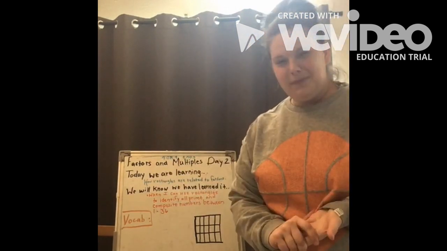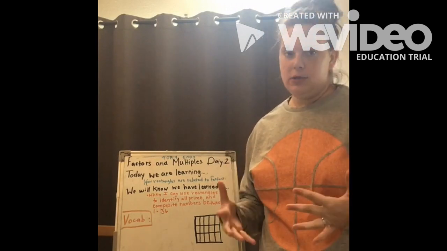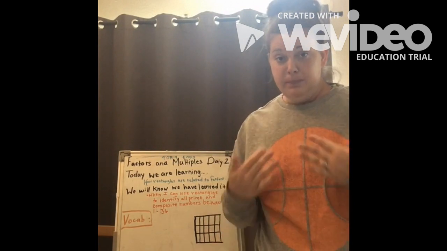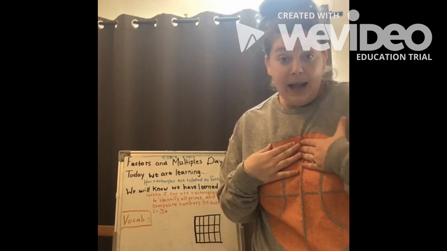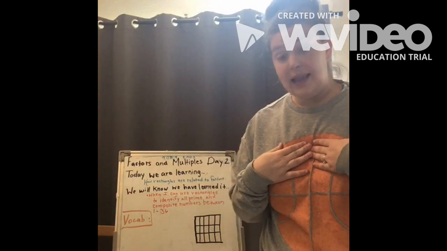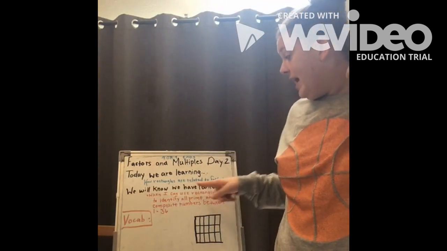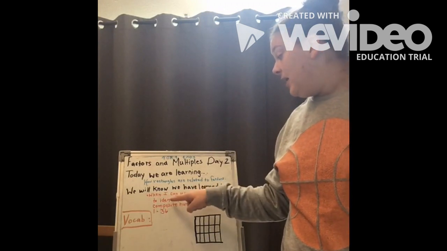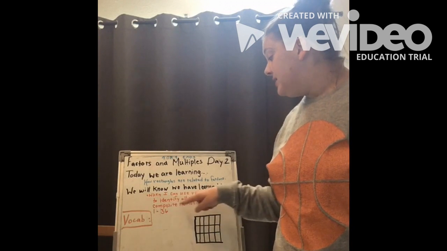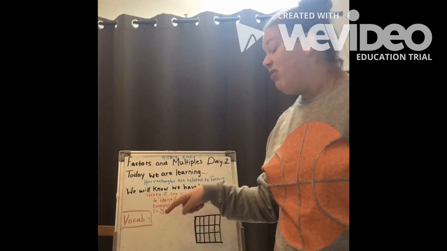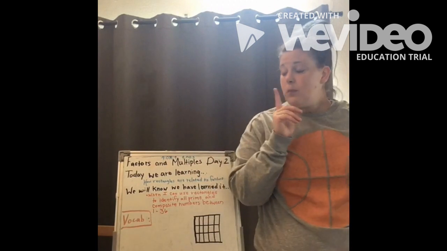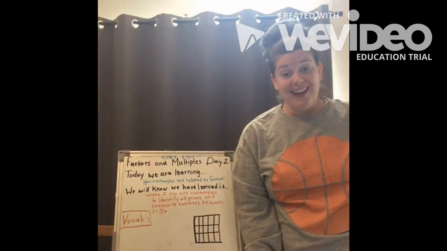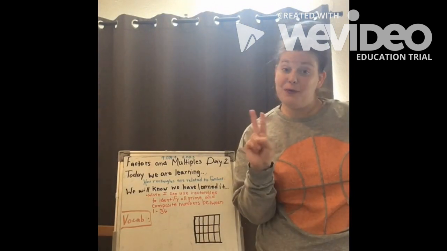How will you know if this is making sense? How will you know if you're understanding? Because one thing that's huge and really important in being a mathematician is being able to know, hey, what I'm doing is making sense. I'm doing the correct thing. We will know we have learned it when I can use rectangles to identify all prime and composite numbers between 1 and 36.